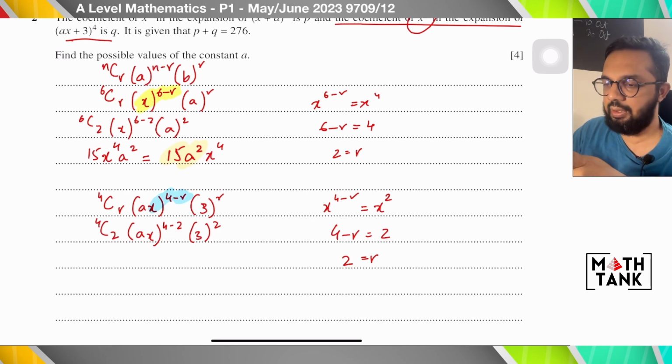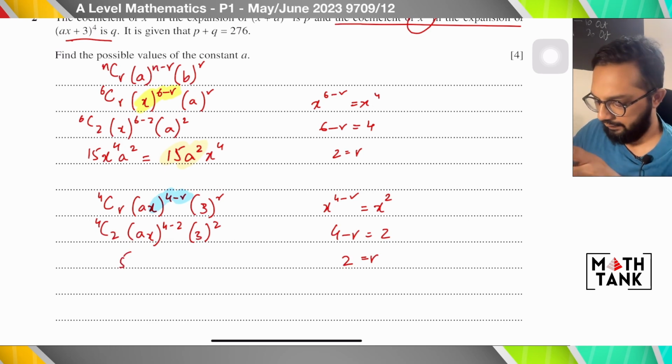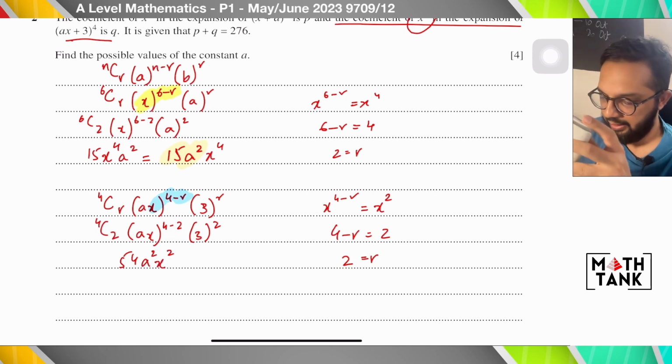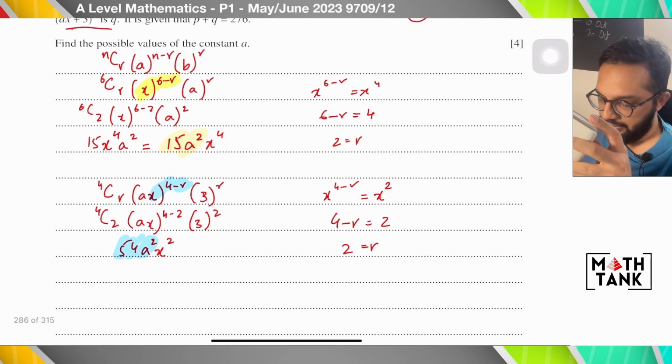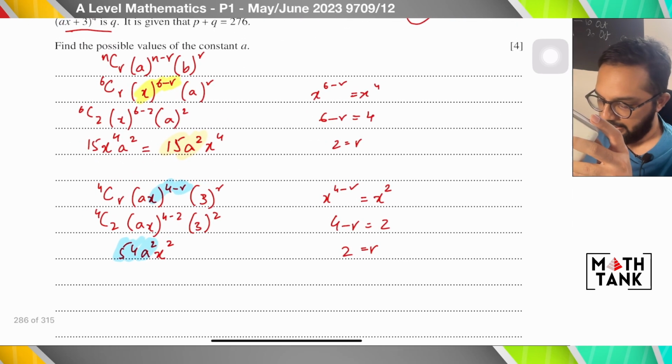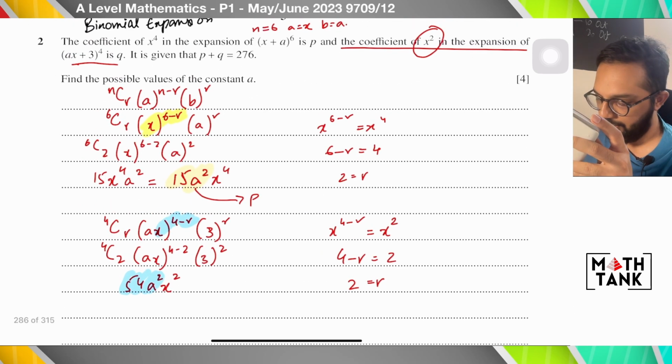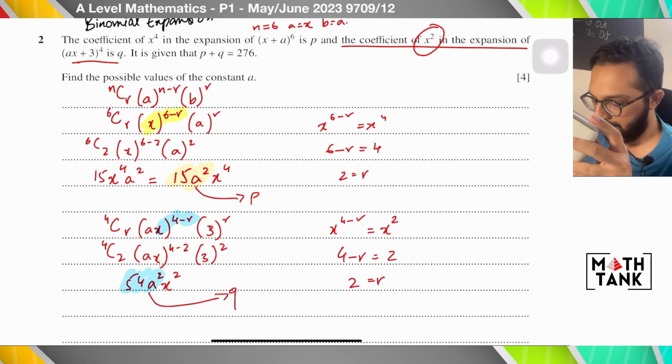4C2 gives me 6 into 9, 54 a squared x squared. Again, I'm looking for the coefficient, so I'm just going to use this one. So p plus q equals 276. This was p according to the question, and this was q according to the question.